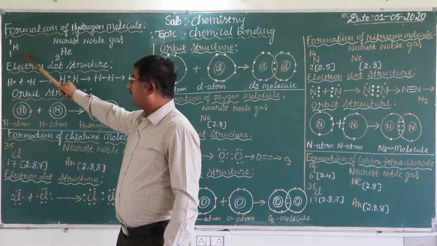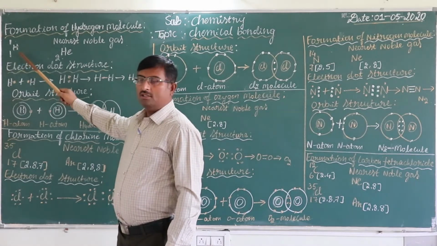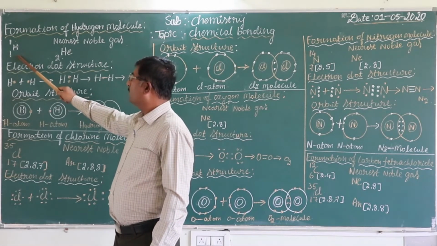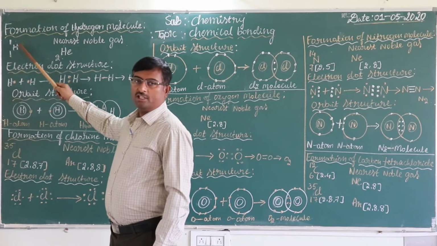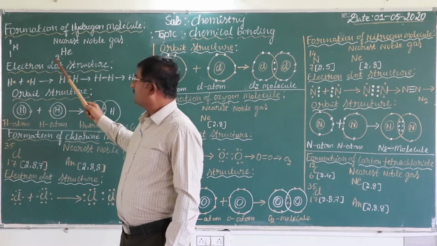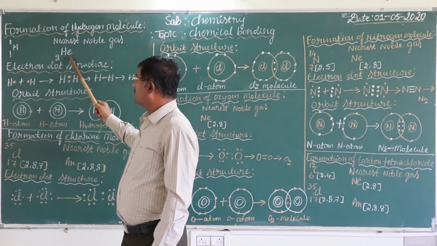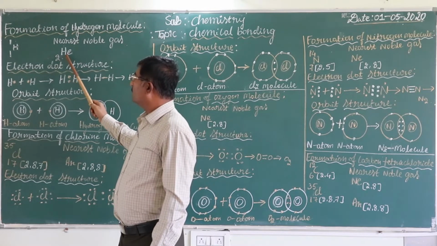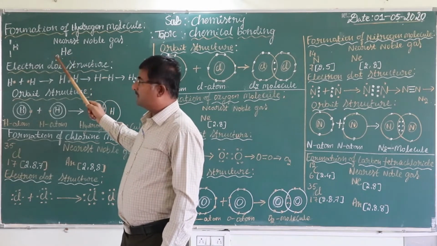Hydrogen has atomic number 1. It is in unstable configuration. Near to this hydrogen, helium is there. Helium has atomic number 2, and helium is in stable configuration.